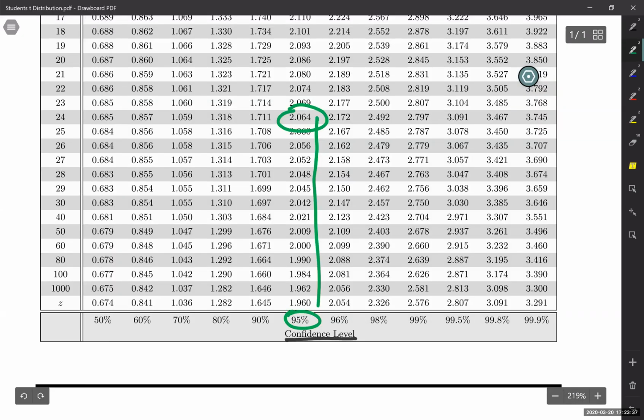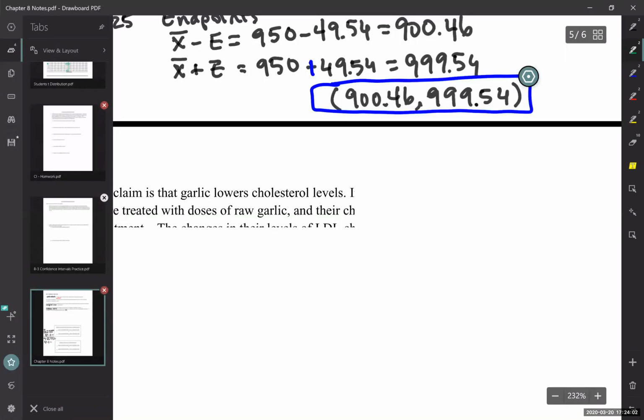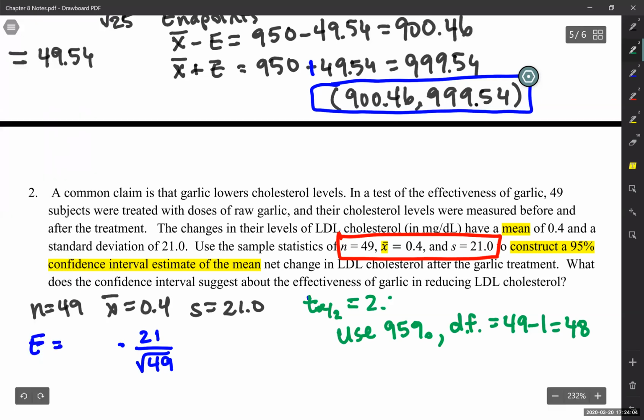Looking at this 95%, I've already marked it on here. 48 is not on this list on the left. And so what we do is we just round to the closest, whichever one, up or down, it doesn't matter, whichever one's closest. So 48 is closest to 50, 95% confident. So I'm going to use 2.009 for my T's, my critical value here. 2.009. So I'll plug that in to my E.